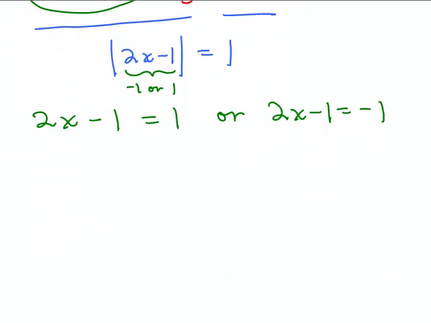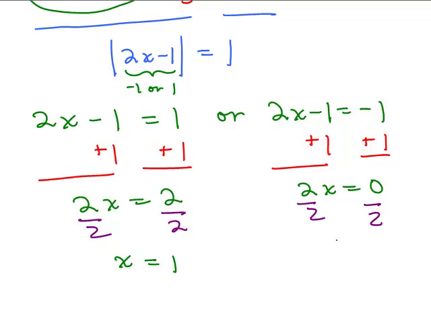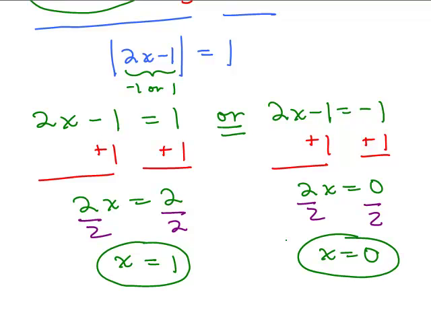So now let's solve these equations by adding 1 to both sides and then dividing by 2. On the left-hand side, I get x equals 1, and we're going to do the same thing on the right. We're going to add 1 to both sides, and then I'm going to divide both sides by 2. So we came up with two solutions, x equals 1 or x equals 0, and of course we're going to check them now.